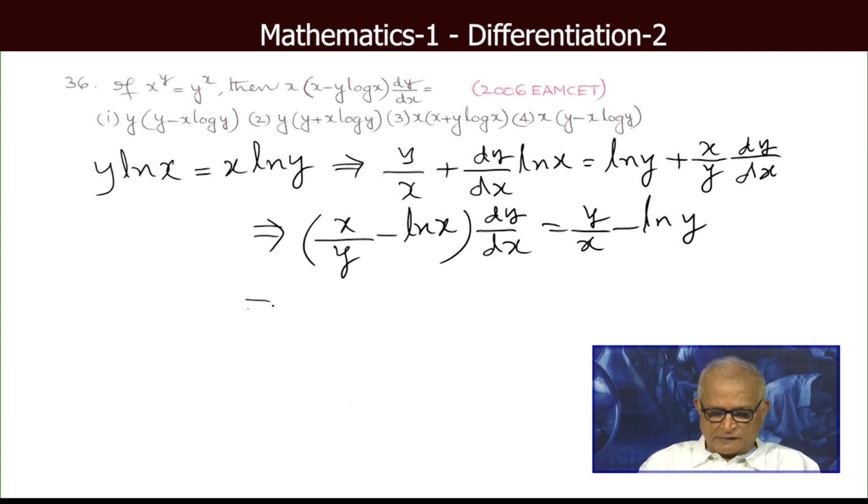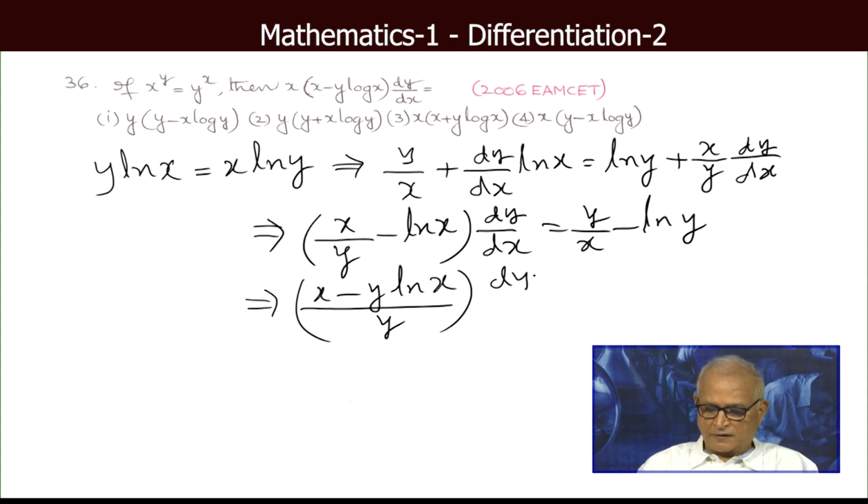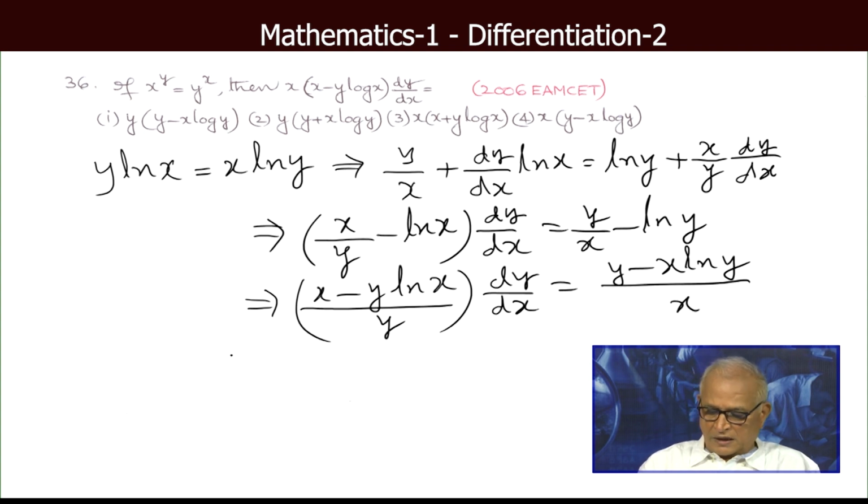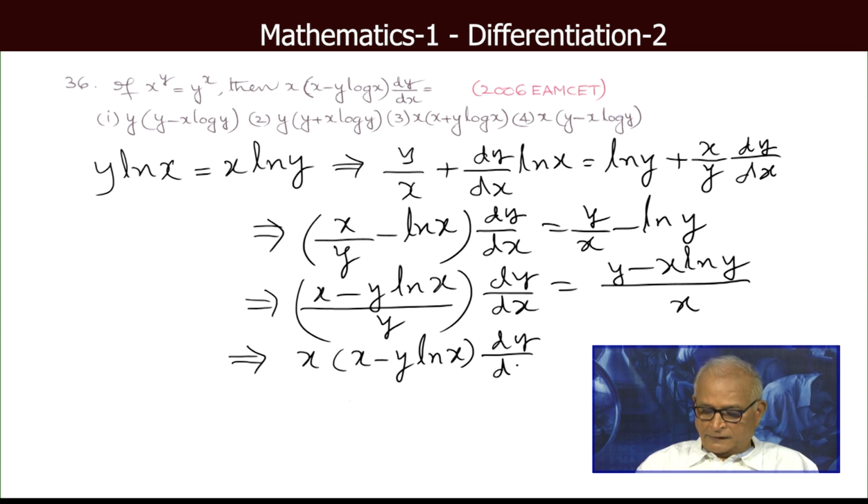Let us take LCM. (x minus y ln x) by y into dy/dx is equal to (y minus x ln y) by x. Now let us cross multiply. x into (x minus y ln x) into dy/dx is equal to y into (y minus x ln y).